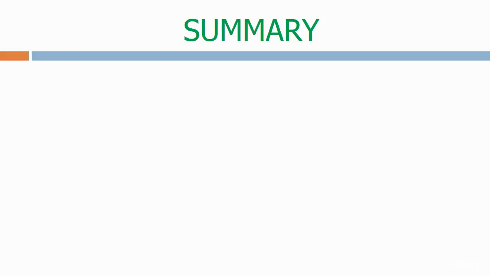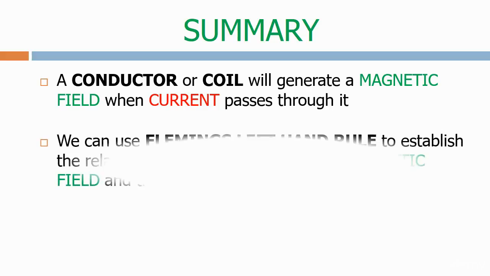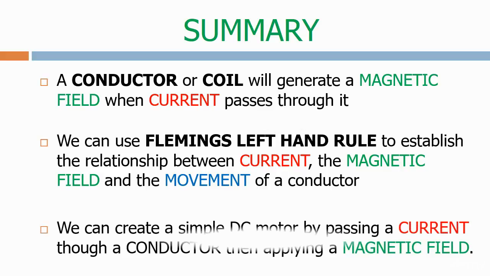Let's now summarise what we've learned today. A conductor or coil will generate a magnetic field when current passes through it. We can use Fleming's left-hand rule to establish a relationship between current, the magnetic field and the movement of the conductor. Finally, we can create a simple DC motor by passing a current through a conductor, then applying a magnetic field.